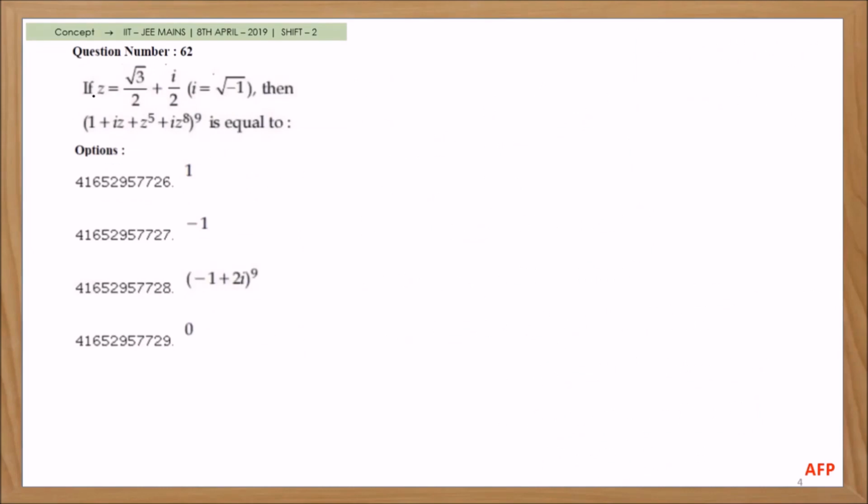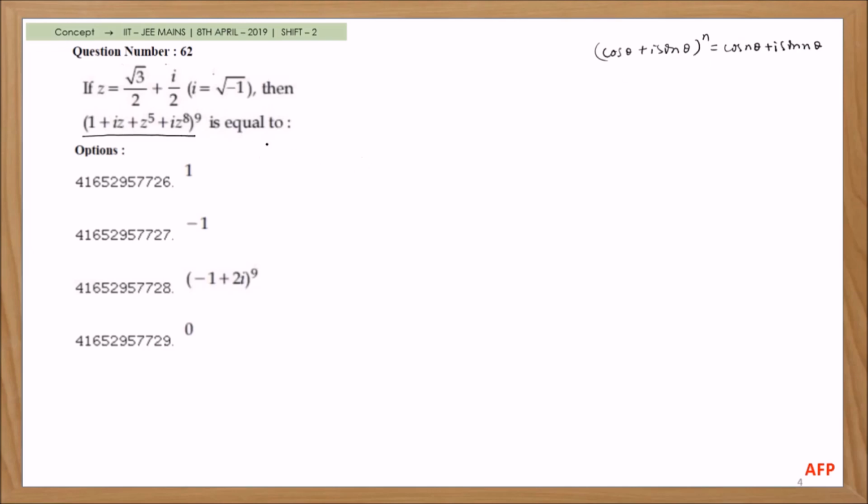Next problem: if z = √3/2 + i·(1/2), where i is the square root of −1, then find this value. To find it we will use two concepts. One is De Moivre's theorem: (cos θ + i sin θ)^n = cos nθ + i sin nθ. This concept we shall use.